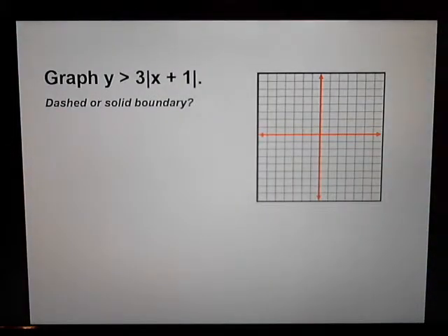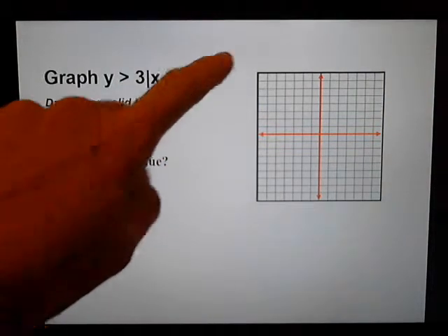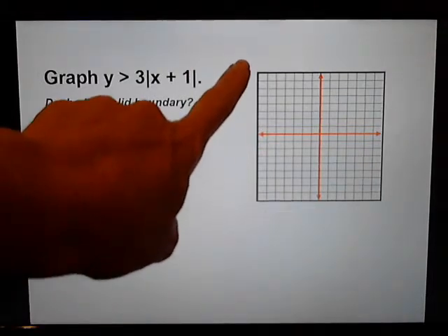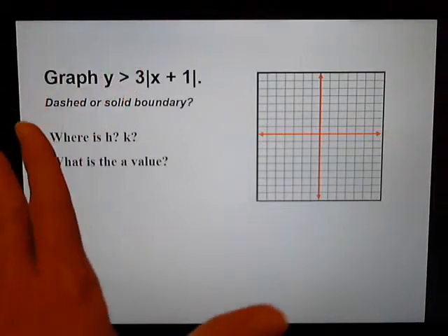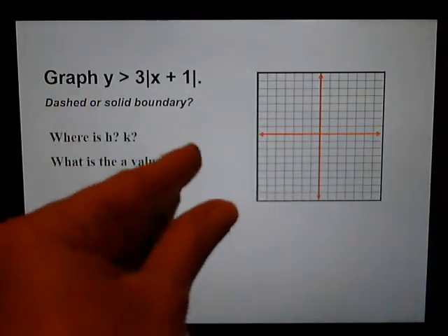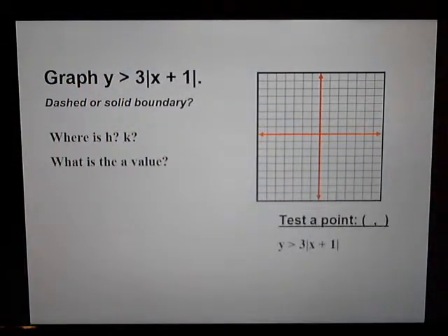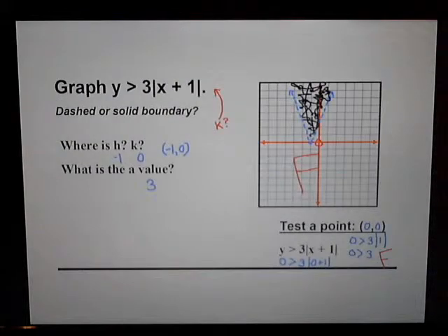So let's graph this absolute value, y greater than 3 times the absolute value of x plus 1. We need to know where h and k are. So remember, h is inside your absolute value expression. K would be back here. Do I have a k? And what is your a value, which will make it either skinnier or wider. And then we will also test that point.